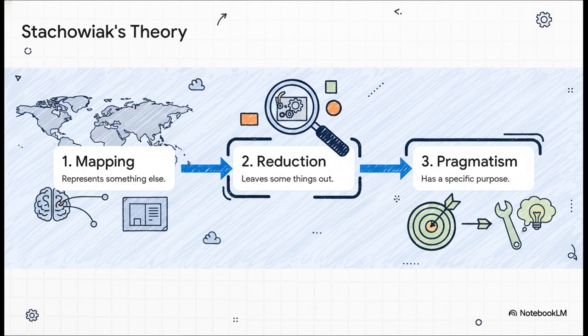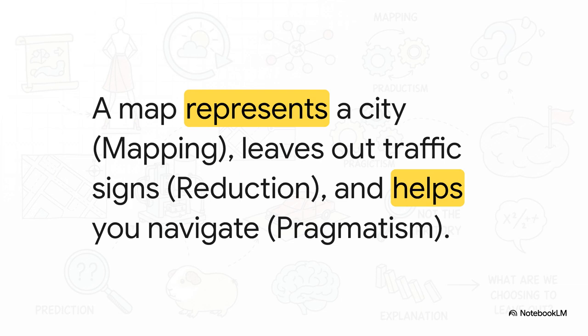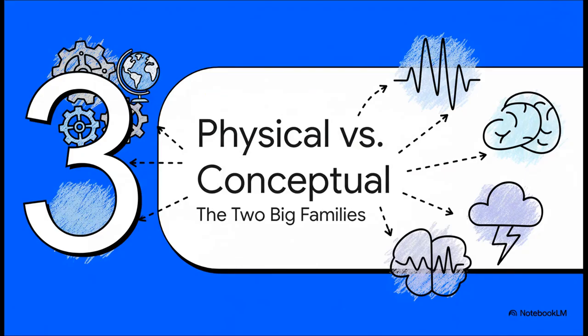And third, there's pragmatism. A model is always built for a specific reason, for a specific person, to be used in a specific way. Let's use a super simple example to see how this all fits together. Think about a street map. It's a model of a city. That's the mapping. It leaves out all kinds of details, right? Like every single tree, every traffic sign, every pothole. That's the reduction. And its purpose, its pragmatism, well, it's to help you get from A to B without getting lost. Simple as that.